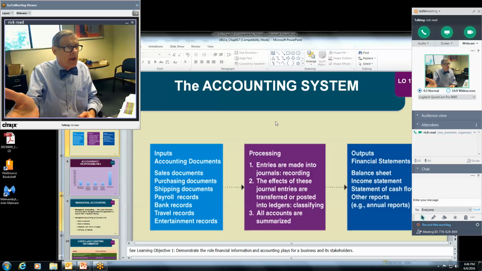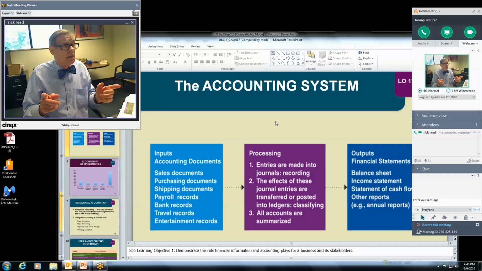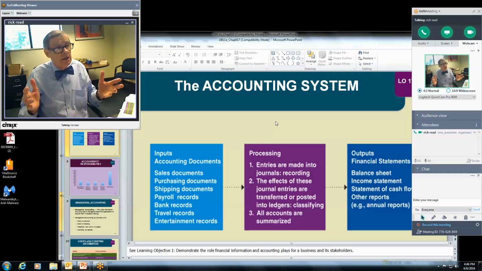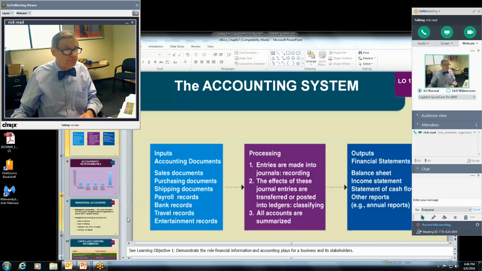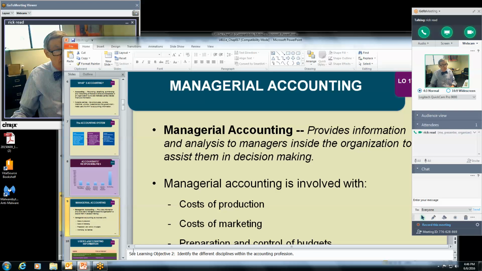And the major ones are listed here on the right-hand side, and we'll talk about them in a little greater detail in a few minutes. Balance sheet, income statement, statement of cash flow, and then there's some other reports. But those are the three major ones that we're going to talk about. These are our accountant's responsibilities, and we're not going to spend too much time on that. Matter of fact, we're not going to spend any time on it.